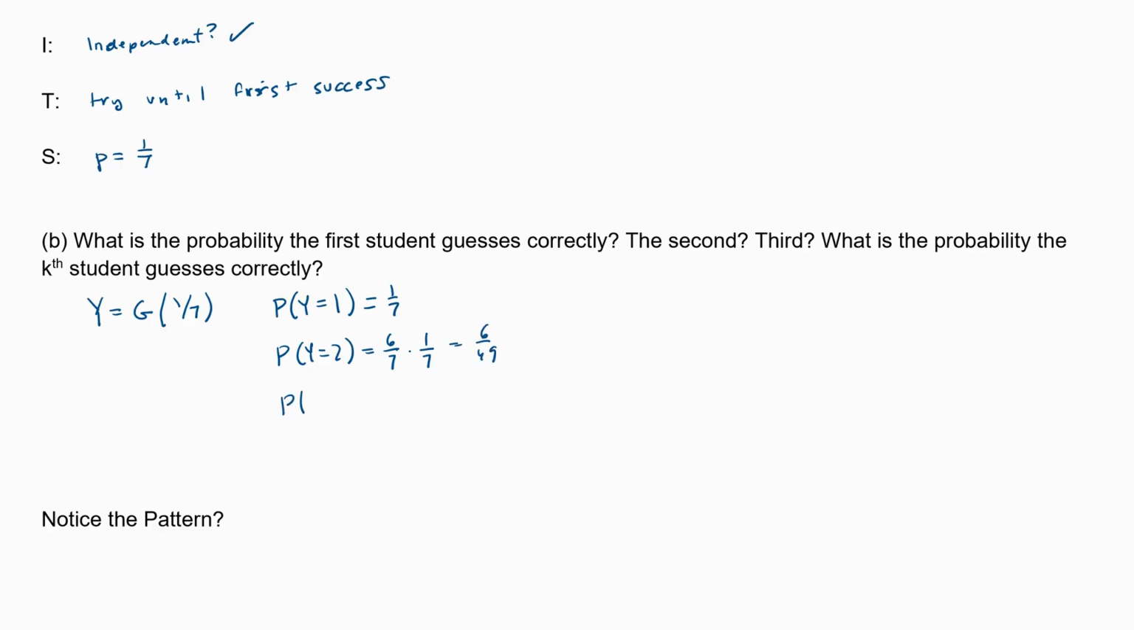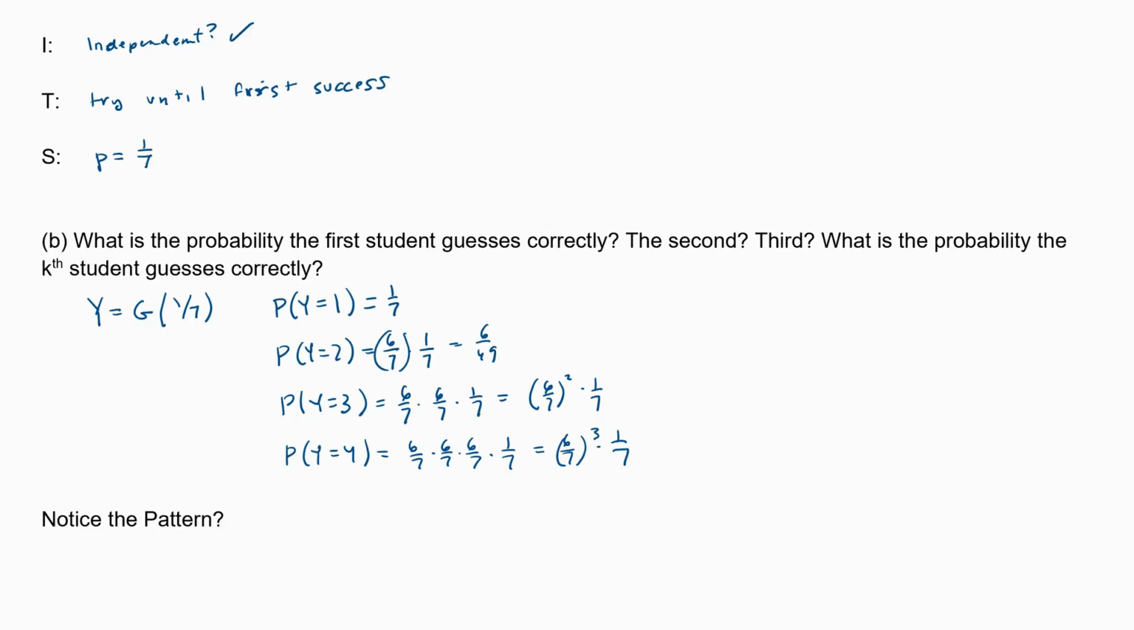What about on the third? Well, you were wrong on the first try, wrong on the second try, but correct on the third try. So that would be 6/7 squared times 1/7. Maybe I should have left this one like that. Can you see a pattern here? With 3 failures and 1 success, it's 6/7 to the third power times 1/7.